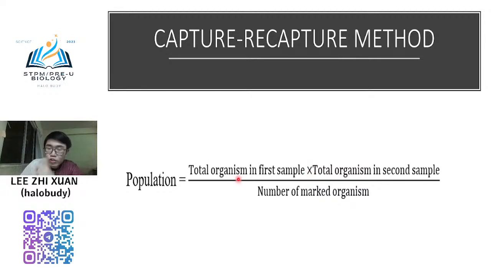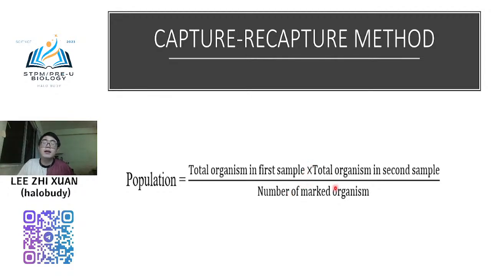So this is the equation: total organisms in the first sample times total organisms in the second sample. The first sample is the first time you catch all the animals, and then you label them. Not all are labelled lah. You randomly label maybe 20, 30, up to you. So normally awak tangkap first time, in case maybe first time you catch 100, and then you letak balik. During the first time you also label some of the organisms.